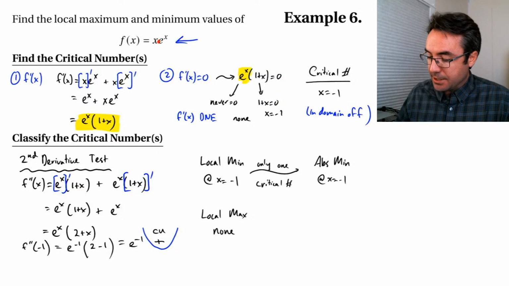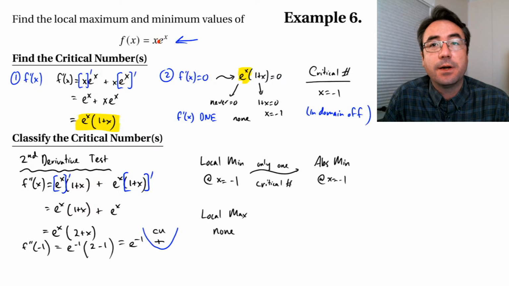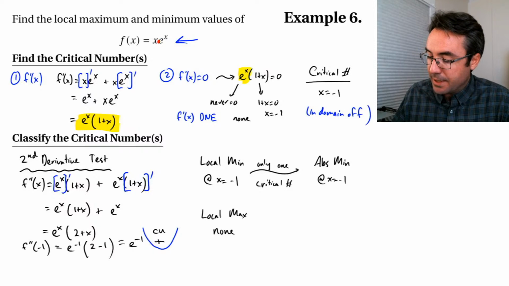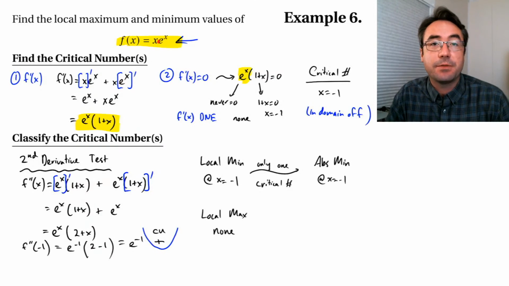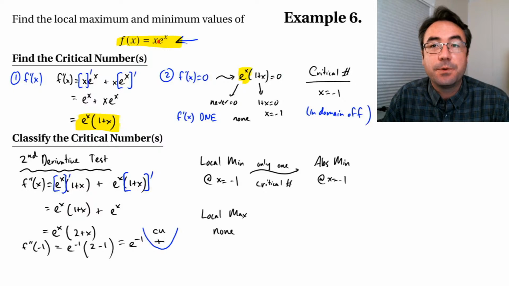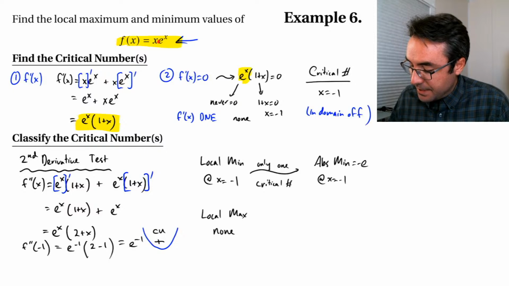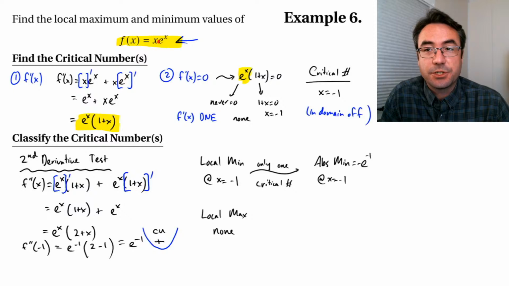And then to actually figure out the absolute min value of our function, what's the value of our function? Well, we plug it into the original function. So we go back to our original function to figure out the value. And so if we plug -1 into that, we get negative e to the -1. And that's our lowest value of this function.